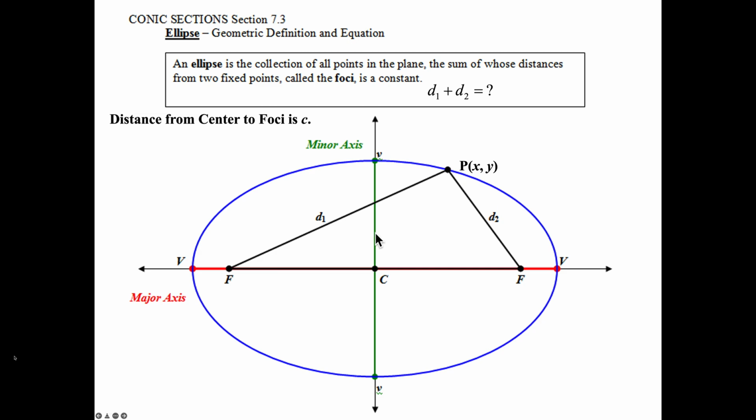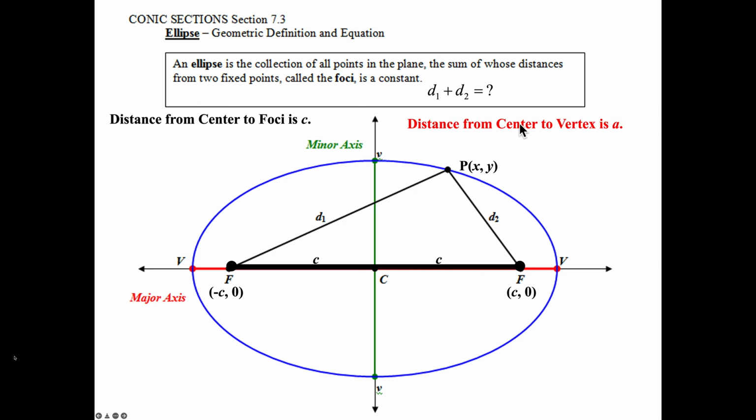But your distance from the center to the foci, we're going to call that C. So this point F will be at negative C comma 0. This one will be at positive C comma 0. So that's this segment right here. So foci to foci is a distance of 2C, C plus C.